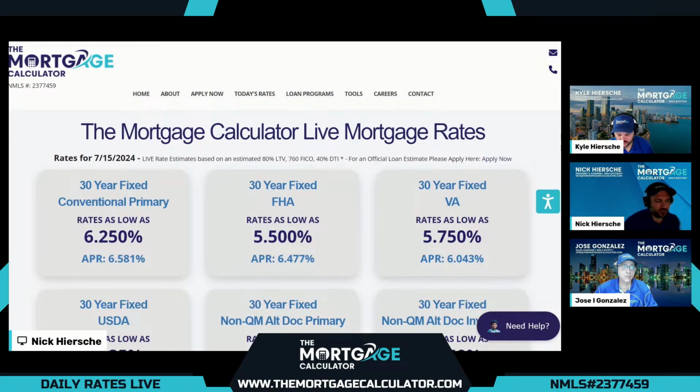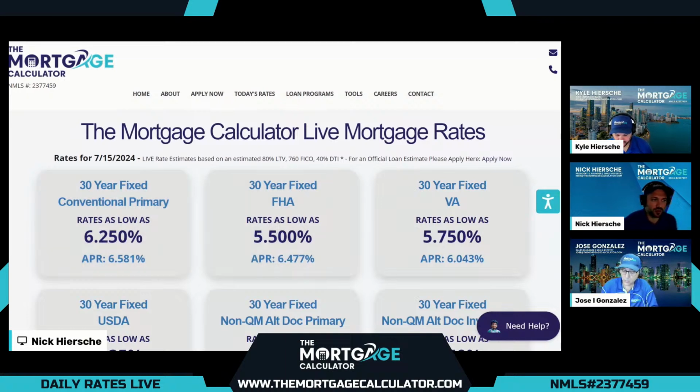So pretty cool. We saw a pretty big jump here in conventional, which is the first option, 30-year fixed conventional primary home option, which is typically the first option most borrowers think of when they're thinking of a mortgage. Rates today come in at 6.25, final APR 6.581. Remember, just a few weeks ago, we were up over 7 on the APR, so pretty amazing drops here in the last few months and weeks.